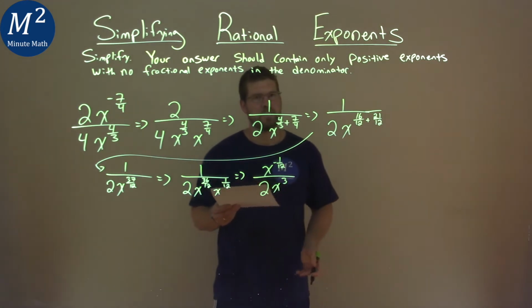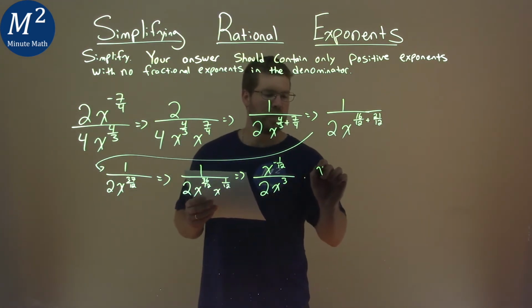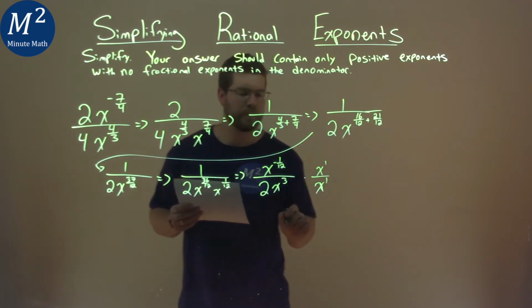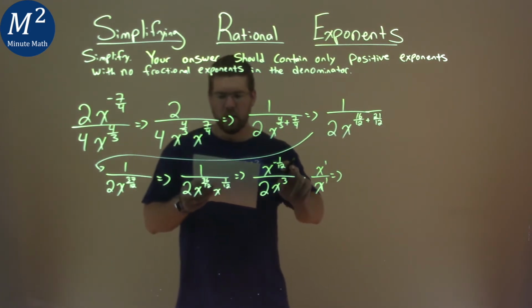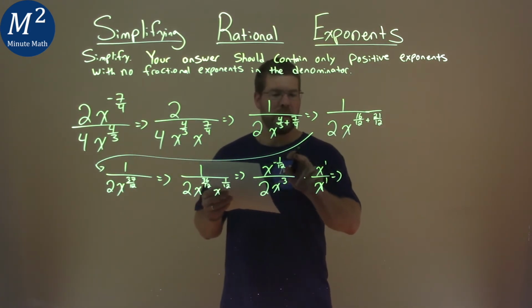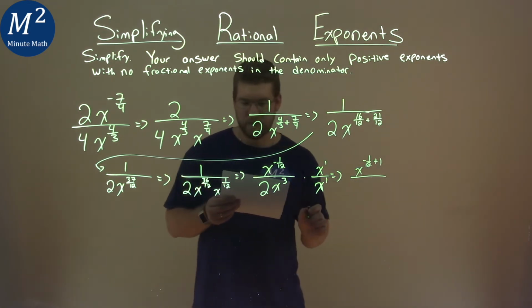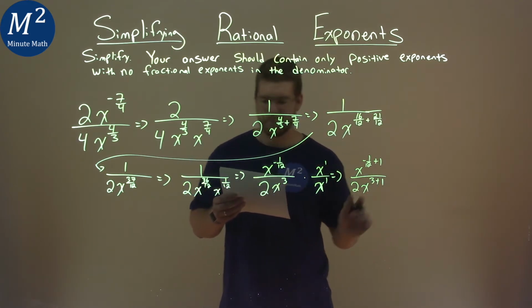But now I have an issue. I don't want a negative exponent. So I'm going to multiply this whole thing by x to the first over x to the first power. What happens here? Well, in doing so, our numerator, remember, we're multiplying the same base, we add the exponents. We have x to the negative 1/12 plus 1. Denominator, same thing, we add the exponents, so we have 2x to the 3 plus 1.